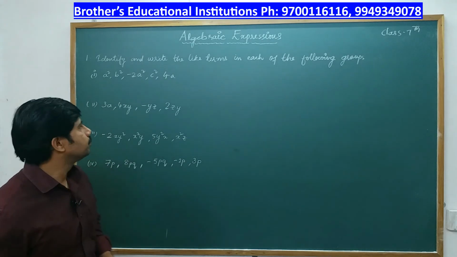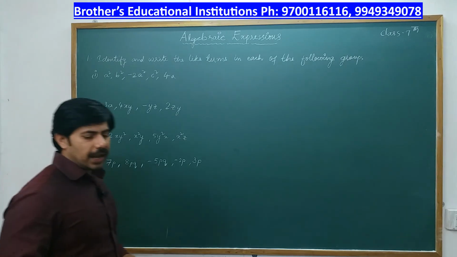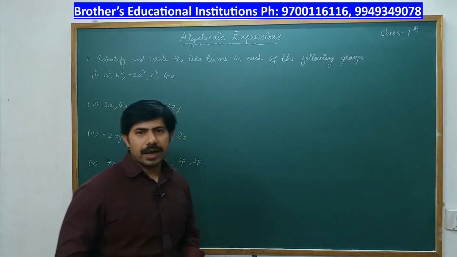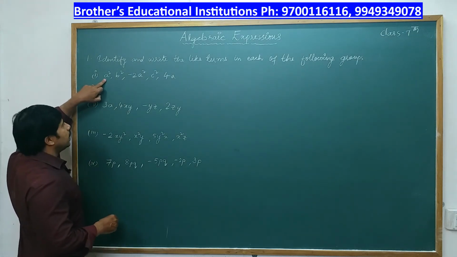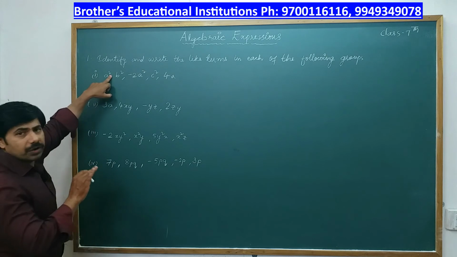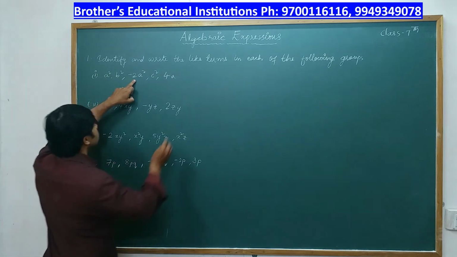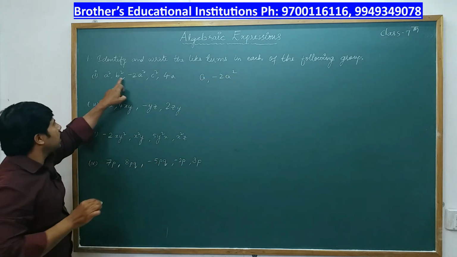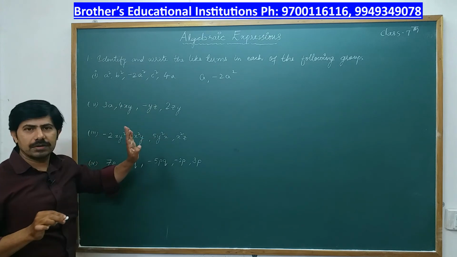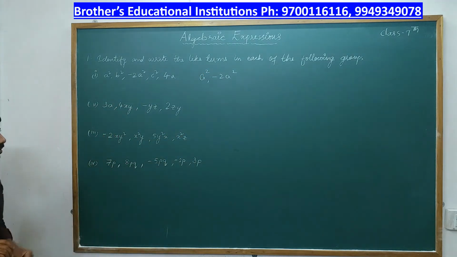Next problem. Identify and write the like terms in each of the following groups. Like terms means the same variable and same exponent. Suppose you take a square, where the exponent is 2. We have to search for another term which has a square. So a square and minus 2a square are like terms and the remaining are unlike. So a square, minus 2a square are like terms in the first one.